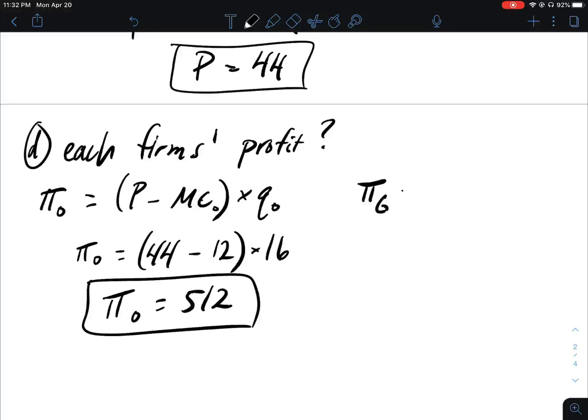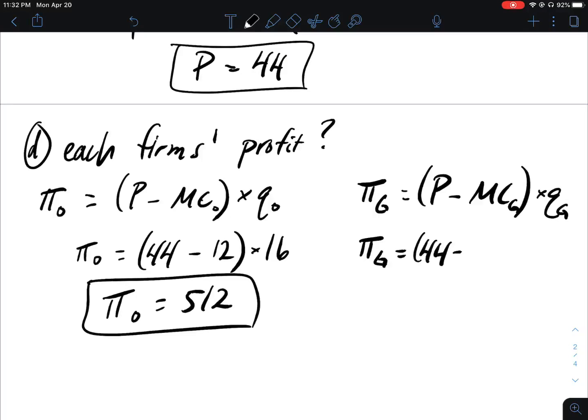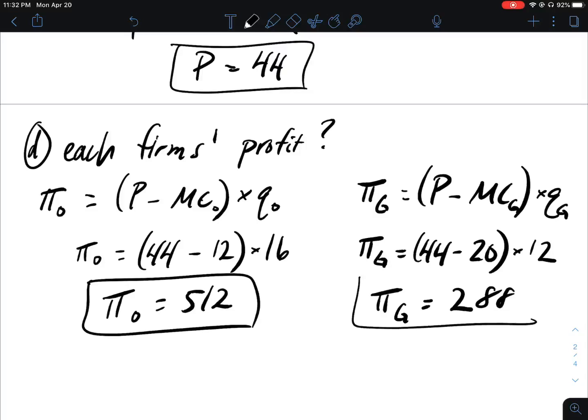Do the same thing for firm G. Price minus the marginal cost of firm G times the quantity that firm G produces. And so we have 44 minus 20 times 12. Break out the calculator, and you should get a profit of 288 for firm G.